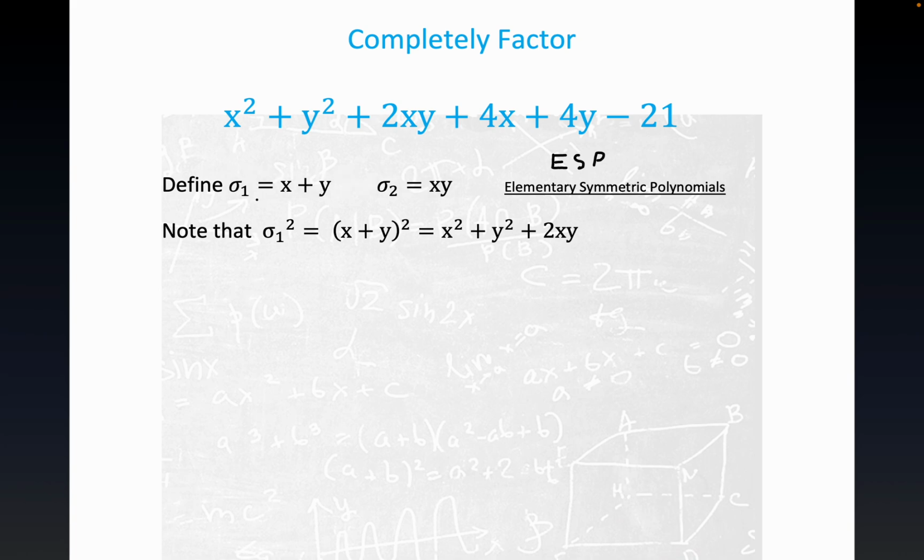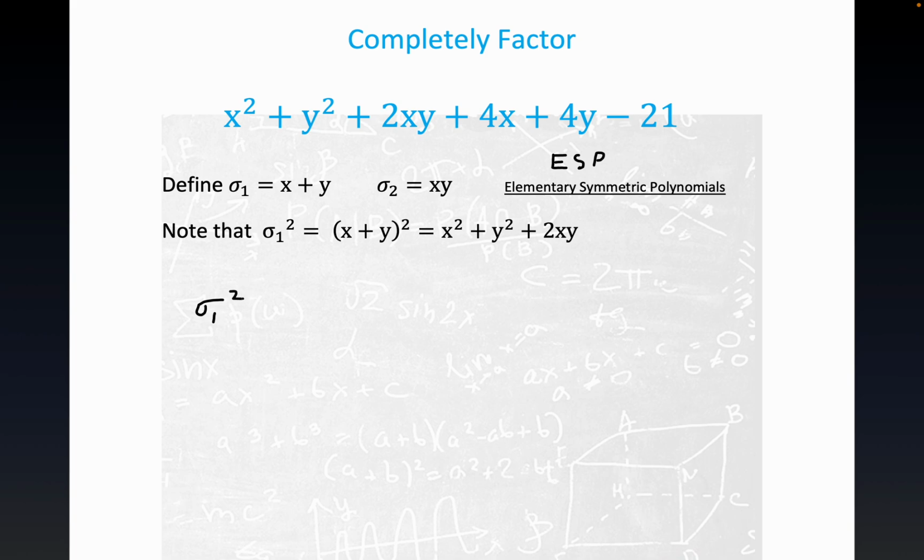This is called sigma 1, which is equal to x plus y. Sigma 2 is equal to the product xy. It makes sense to think of these substitutions since these types of variables are present. You see an xy right there, even though it turns out not to be particularly useful in this case. Now notice that sigma 1 is x plus y, so sigma 1 squared gives you this. That's useful because it's the first three terms of the expression we're trying to factor. So that expression does become sigma 1 squared.